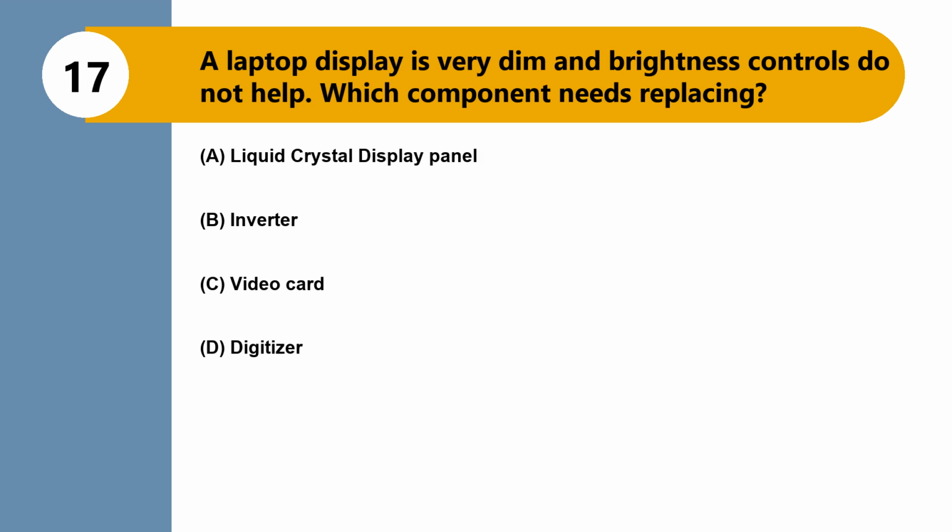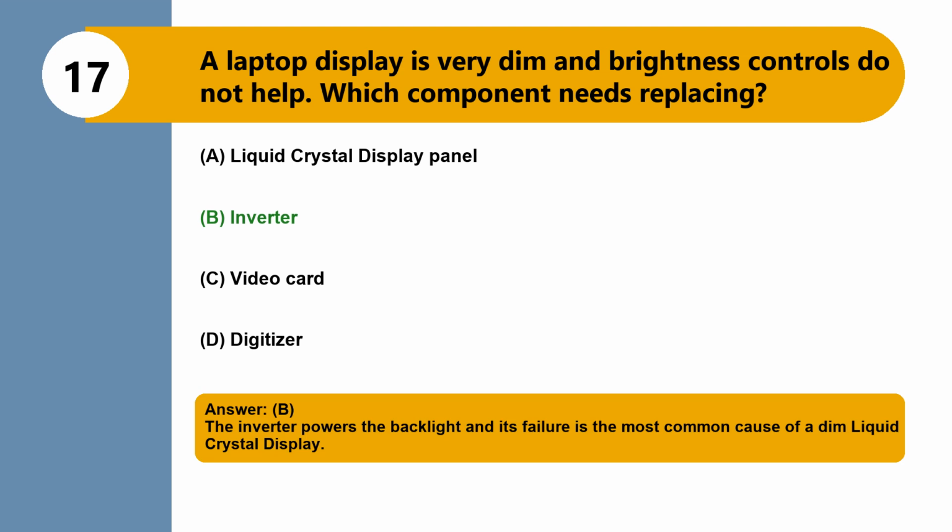Question 17. A laptop display is very dim and brightness controls do not help. Which component needs replacing? Option A, liquid crystal display panel. Option B, inverter. Option C, video card. Option D, digitizer. The correct answer is option B, inverter. The inverter powers the backlight, and its failure is the most common cause of a dim liquid crystal display.